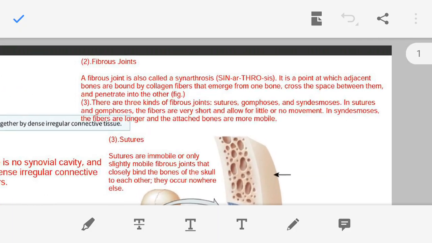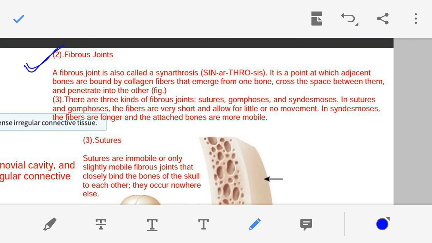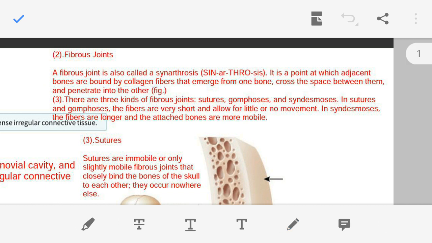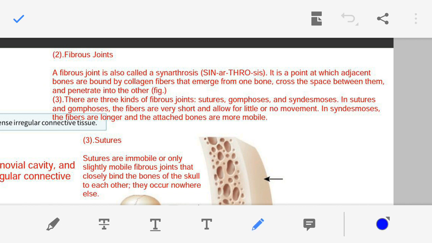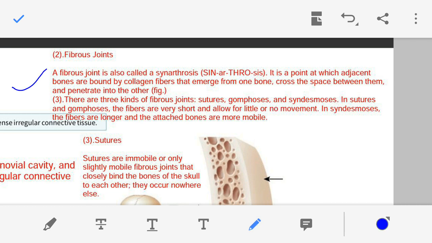Here, as you can see, they are explaining the fibrous joint and what is actually happening in fibrous joint. That between the two adjacent bones, from one bone the collagen fibers are emerging, and they cross the space between the bones, and then they penetrate into the other bone. Okay, so between the radius and ulna and tibia and fibula, the interosseous membranes that are present are made up of the collagen fiber. Okay, that is the meaning of this line.